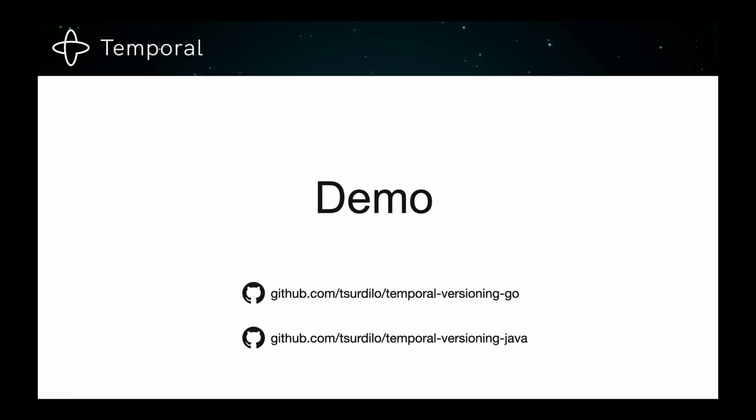Now, the next part is, let's actually take a look at the demo and see how this works. In the demo, we're going to use the Go SDK, and you can find the code and run it yourself on GitHub. Here is the GitHub URL for that. If you're working with Java, I've created the same demo, but using the Temporal Java SDK, and here's the URL for that as well.